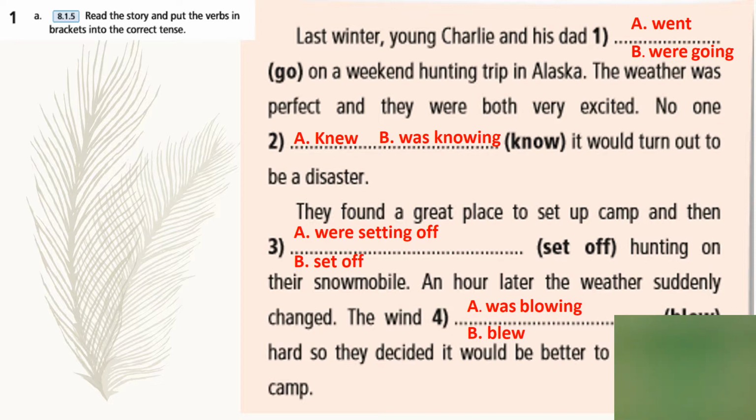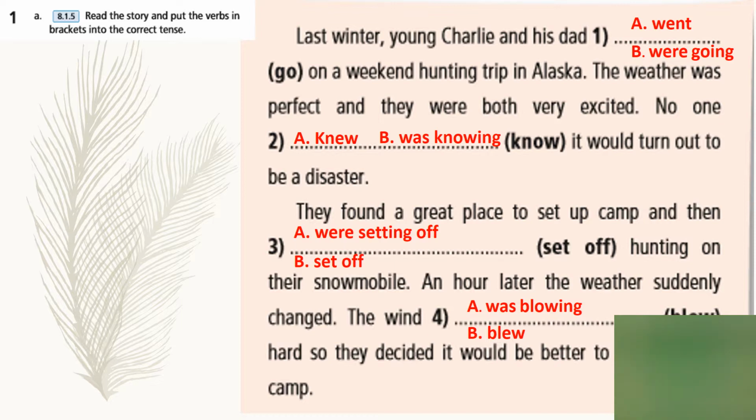This is an extract from the workbook, grade 10, page 20, unit 2. Last week, young Charlie and his dad went or were going on a weekend hunting trip in Alaska. This exercise is meant as a test or just as practice for students. I just gave two choices here. I want students to concentrate on the meaning and try to find out the exact tense.